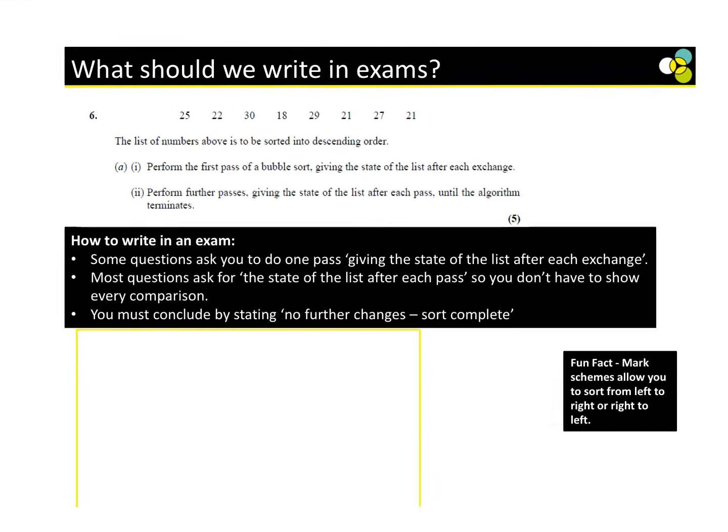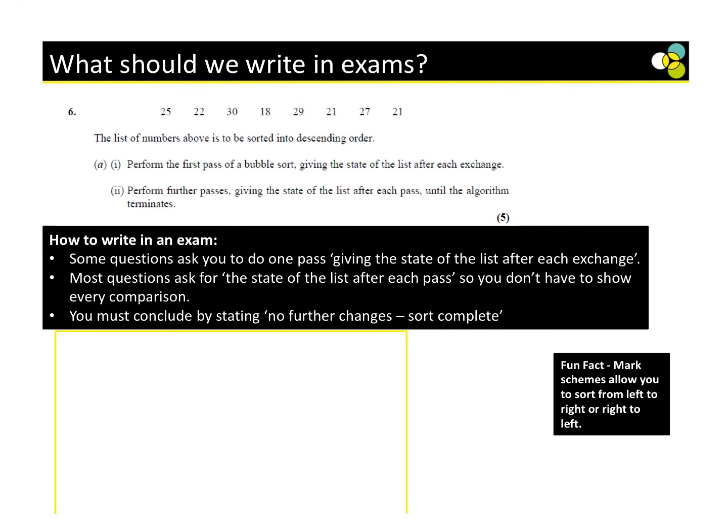Okay, so this is an exam style question, and we can see that this is 5 marks. But how are you going to get these 5 marks? It says the list of numbers above is to be sorted into descending order. Please make sure you know if you're doing ascending or descending order. Okay, so descending, we want biggest to smallest. Part A(i), perform the first pass of bubble sort giving the state of the list after each exchange. This is really similar to what I did just a second ago.